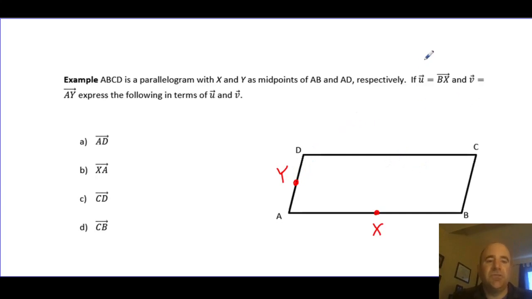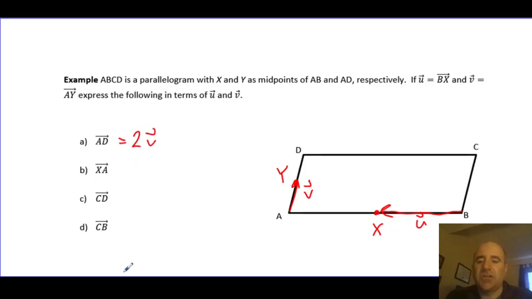We've then introduced 2 vectors into it too. We've said vector U is equal to the vector from B to X. We can draw that, which is this vector right here, vector U. And then V is A to Y. So A to Y is right here, and that is vector V. Express the following vectors in terms of U and V. Vector AD is right here. Well, Y is a midpoint, so this is really just equal to 2 of vector V.